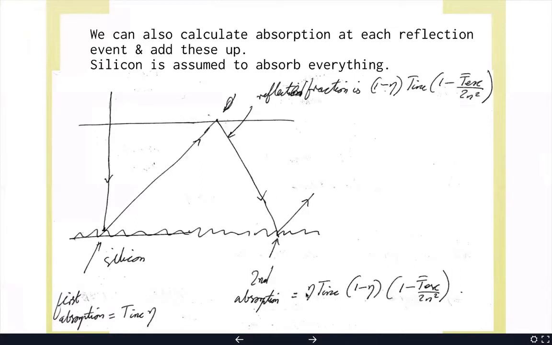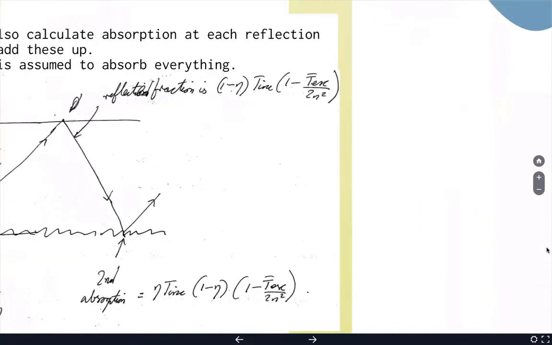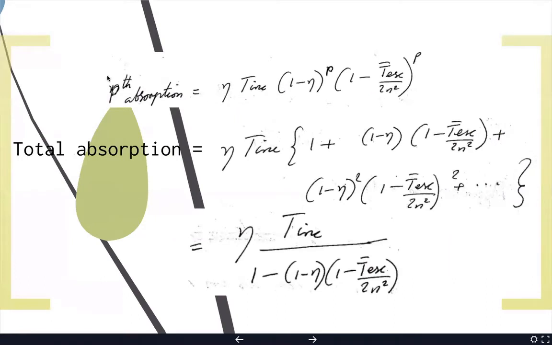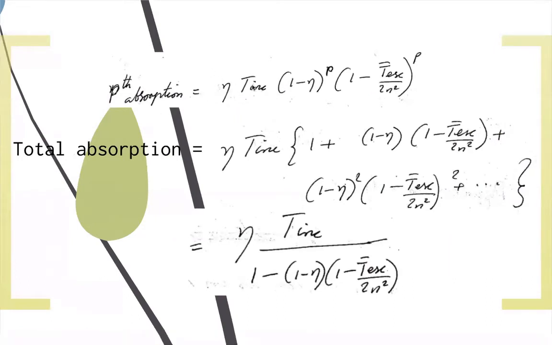And the second absorption looks like eta times t incident. So eta is what's absorbed. So this is absorption, not reflection, sorry. Eta multiplied by t incident times this whole term here. Okay, that's absorbed, remaining is reflected, and so on and so forth. So you can see, if you add up all these terms, the first absorption is that, second absorption is that, and the third absorption, and so on, you will get a series. You get the pth absorption essentially looks like eta times t incident times 1 minus eta raised to p times 1 minus t bar escape over 2n squared raised to p.